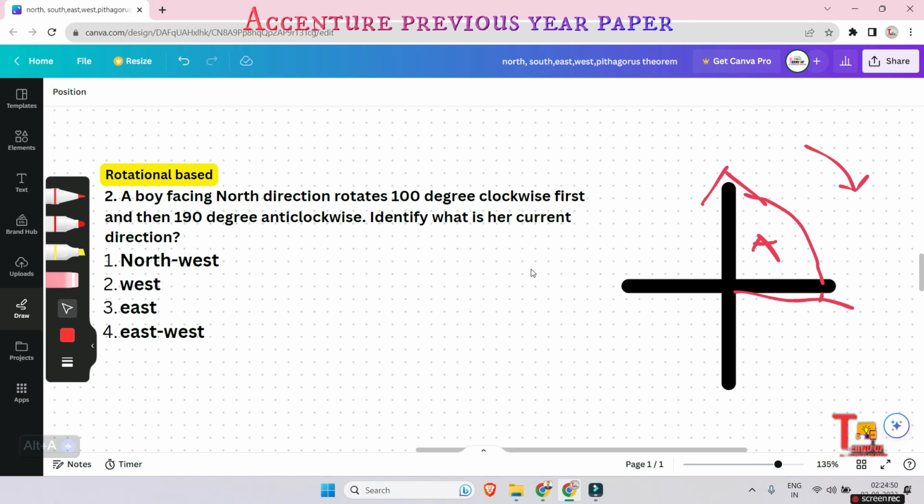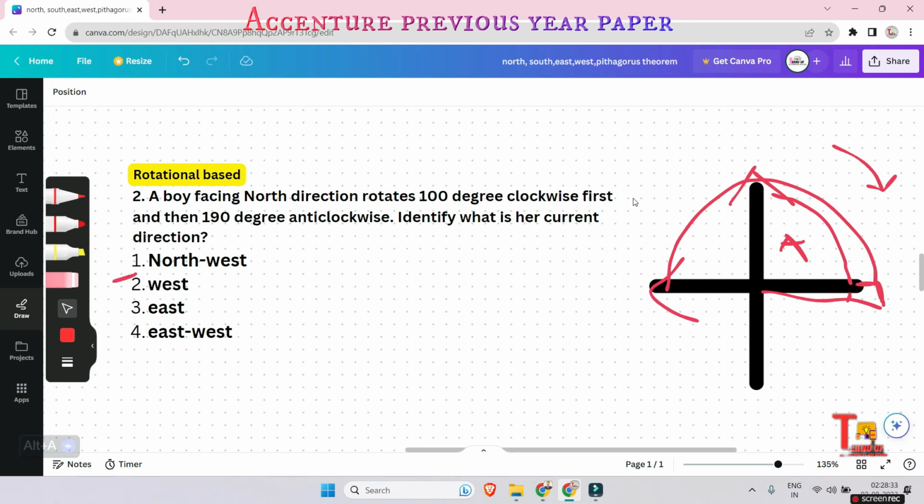This is 10 degrees. So he has to go still 180 degrees. So now he is facing towards west. The answer is west. I was promising you that I will give a solution by which you can solve this problem within one line. So the shortcut is here.